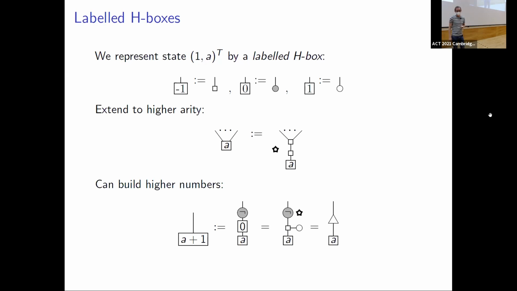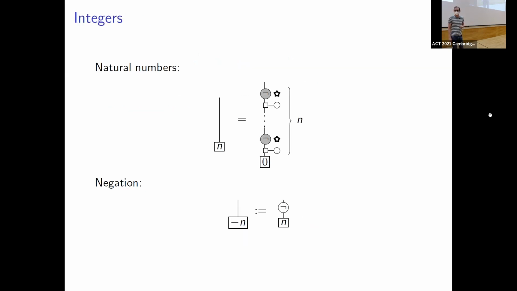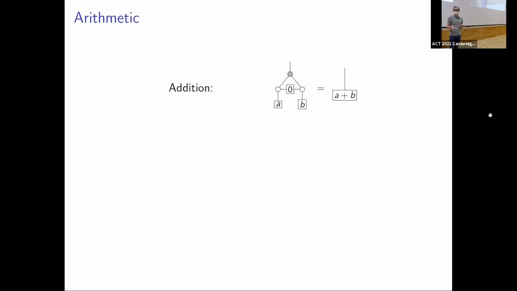So there are multiple ways to write this here. But if you have a labeled H box for a number A, you can build one for A plus 1. And that means we can build all natural numbers just by starting with the 0 and then taking successors. And we also get negation because we can do this Z gate after it. And so we get all the integers. We get all the integer labeled H boxes. This is a way to start encoding Peano arithmetic in our calculus.